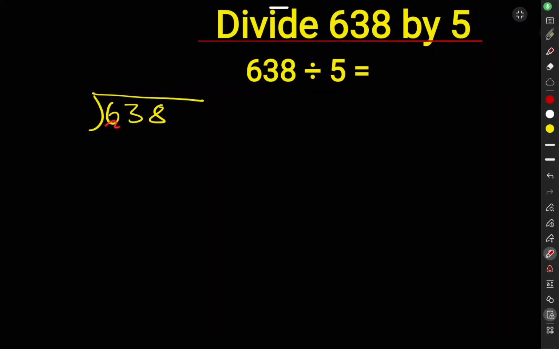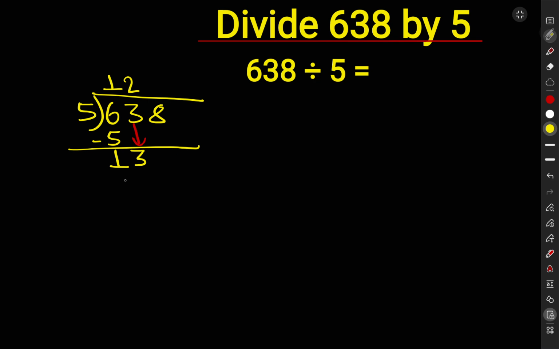If we divide 638 by 5 in a long division method, 5 times 1 is 5. On subtracting, we get 1. So now we put down the 3 and it is 13.